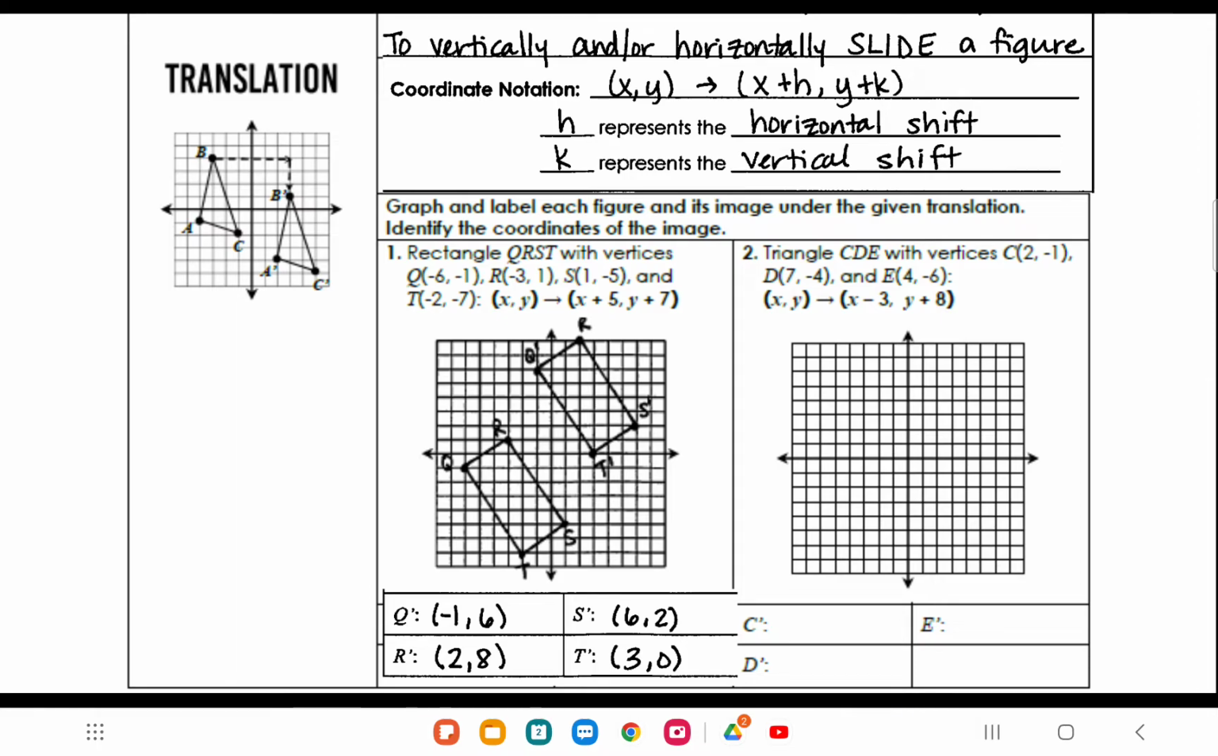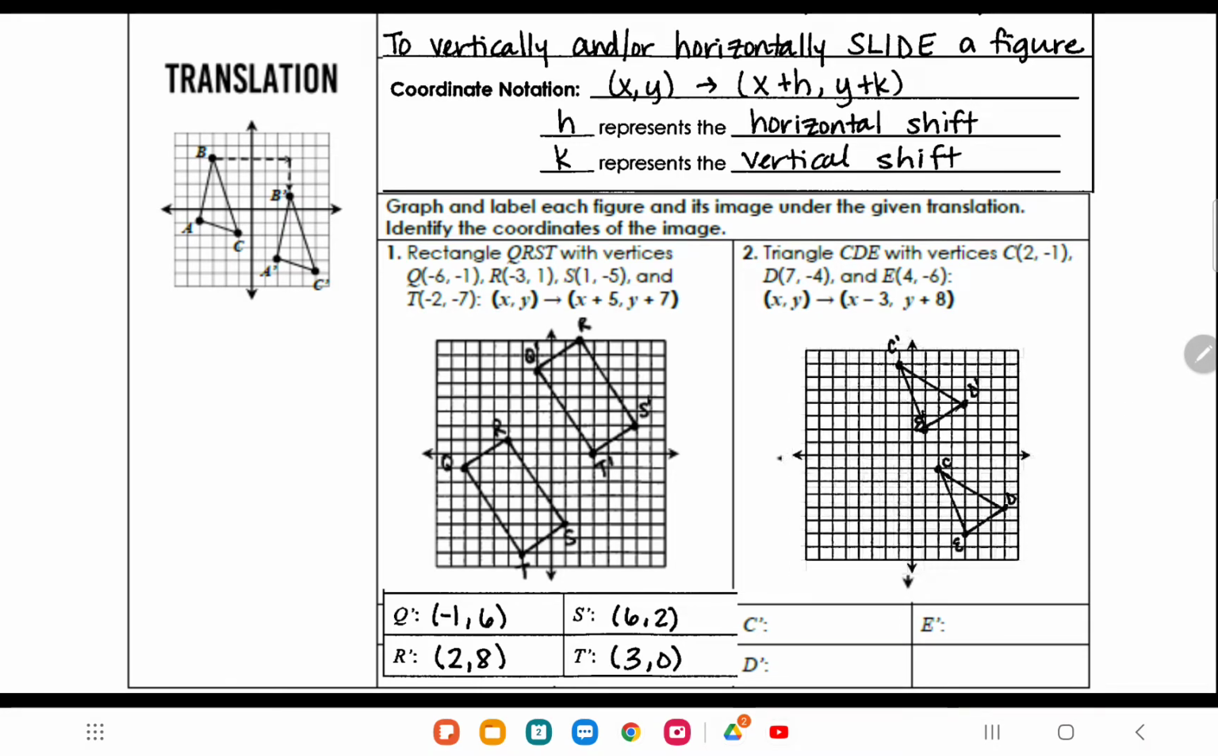Pause this video right now if you want to try it on your own with triangle CDE moving from (2, -1), (7, -4), and (4, -6) under the transformation (x minus 3, y plus 8). If you've done this, you'll see that the translation looks like this and results in the following. To determine the new location, really all we need to do mathematically is subtract 3 from each x coordinate and add 8 to each y coordinate.